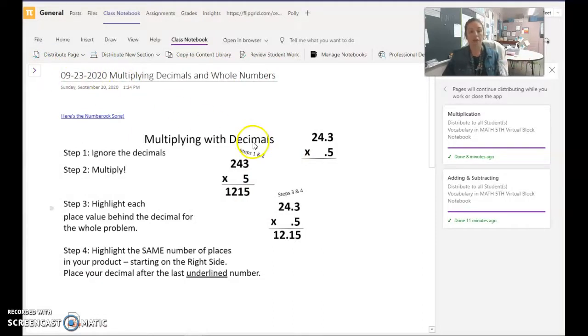We are working off of our class notebook. That's what I was trying to say. Okay, so we are going to be multiplying with decimals today. We are going to understand how to multiply with decimals using the standard algorithm. Let's look at step 1. Ignore the decimals. Now, here's where our chant comes in.